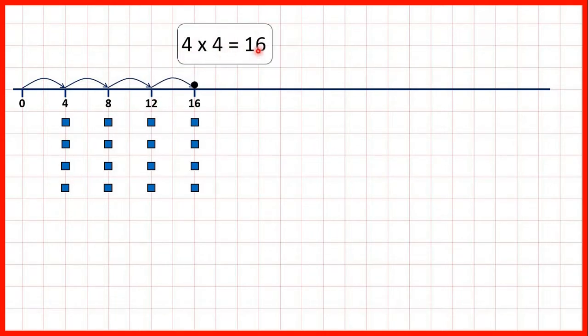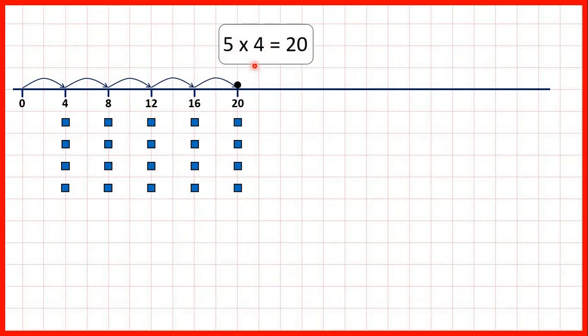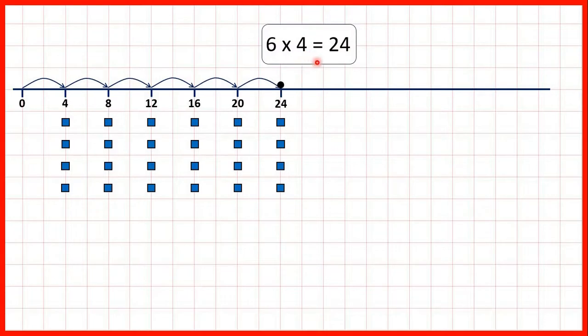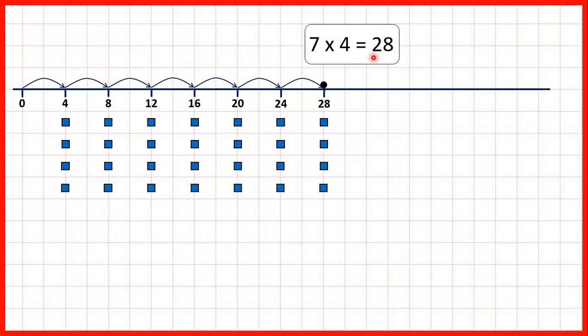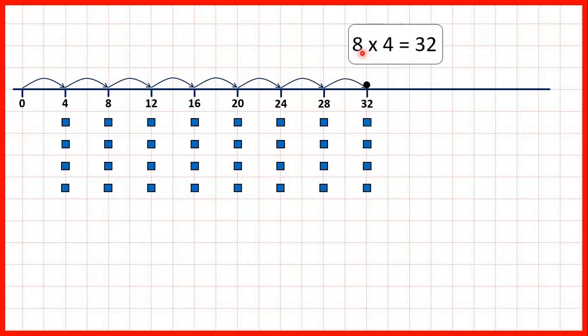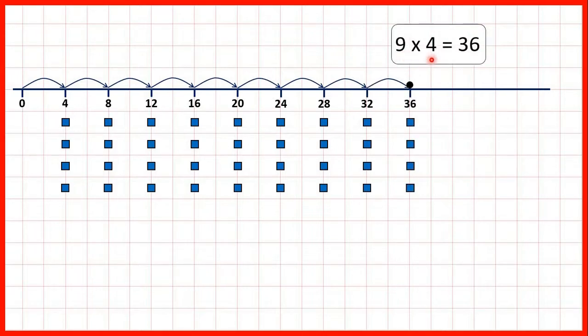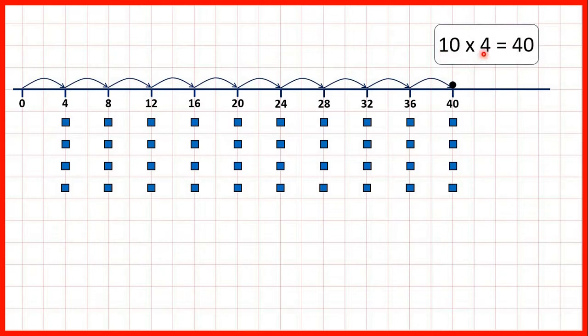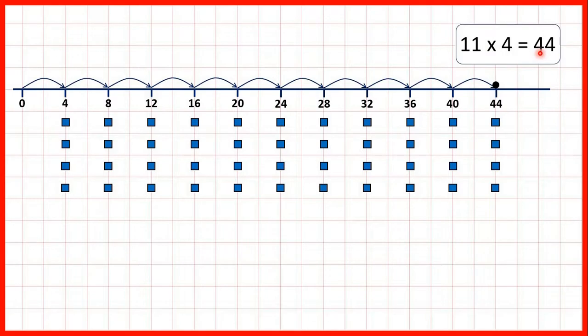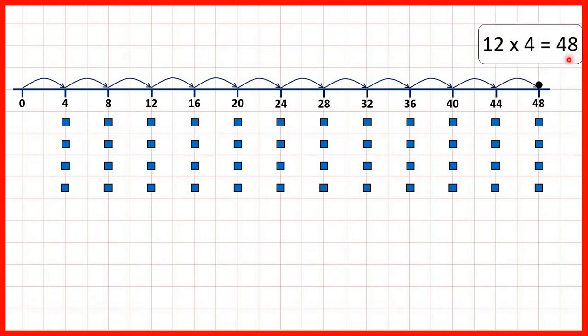4 times 4 is 16. 5 times 4 is 20. 6 times 4 is 24. 7 times 4 is 28. 8 times 4 is 32. 9 times 4 is 36. 10 times 4 is 40. 11 times 4 is 44. And 12 times 4 is 48.